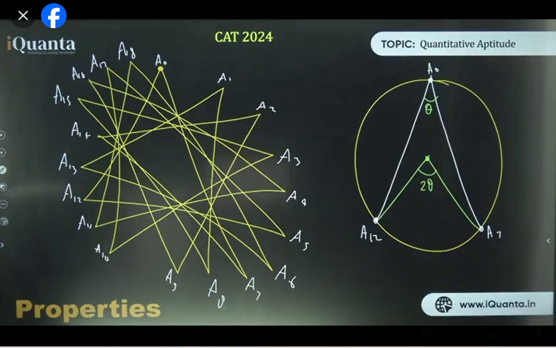Who is going to A0? Tell me, who is joining A0? Only A7 and A12, not A14, right? Look at it.